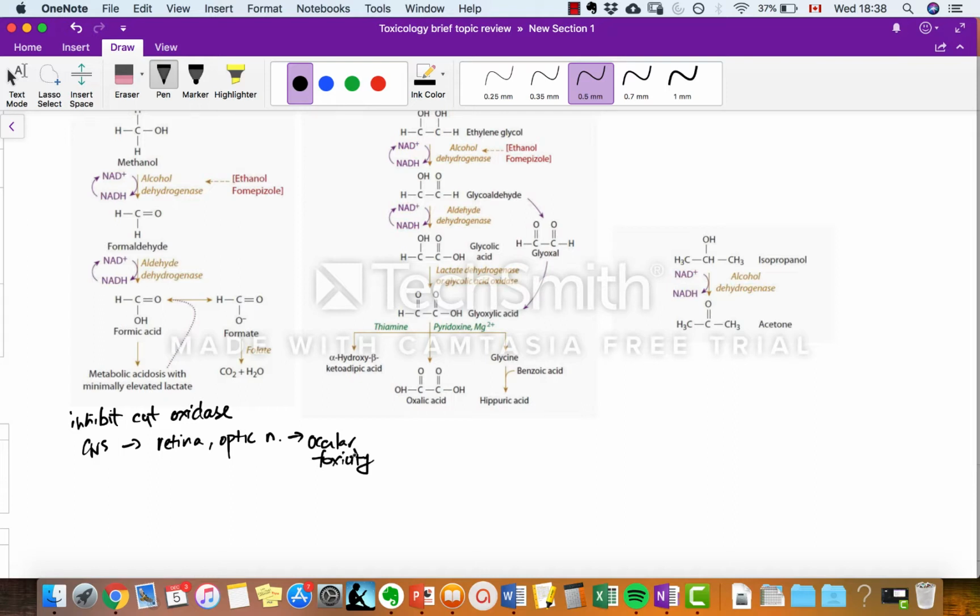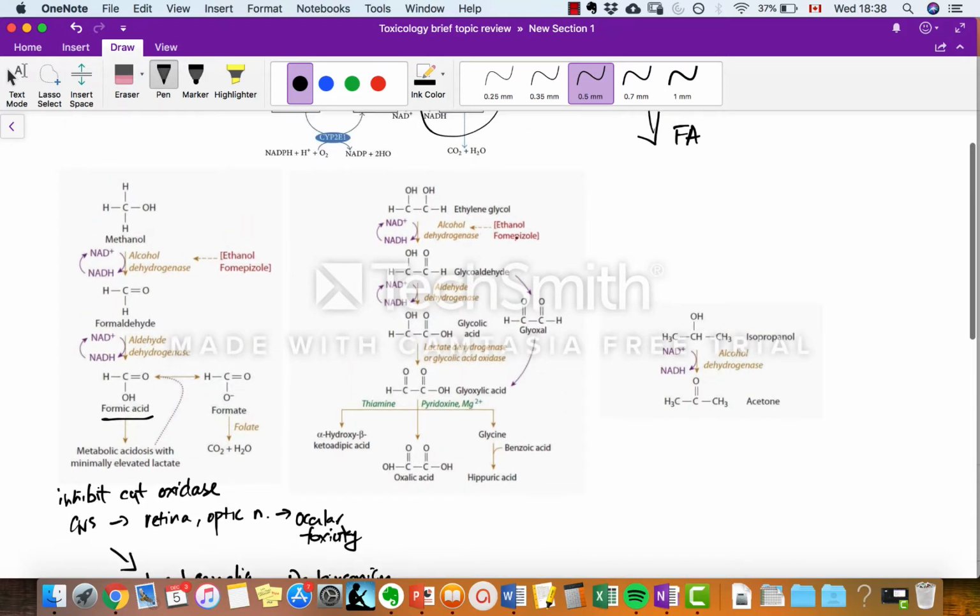You can get symptoms like snowstorm vision, scotoma, and blindness. It can also be toxic in the basal ganglia of the brain, especially the putamen, causing clinical features similar to Parkinsonism. You can find this on CT scan sometimes in severe cases, where you get basal ganglia necrosis, or putamen necrosis and hemorrhage. So that's formic acid, the toxic metabolite.